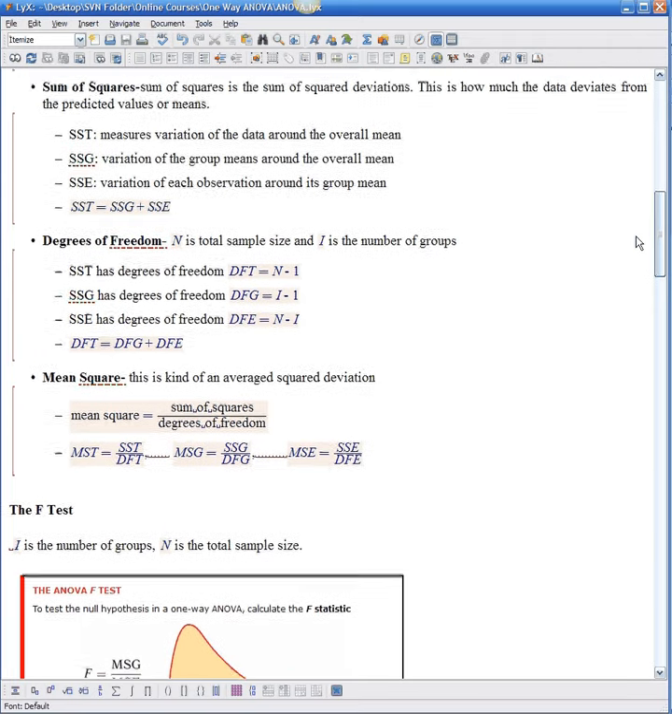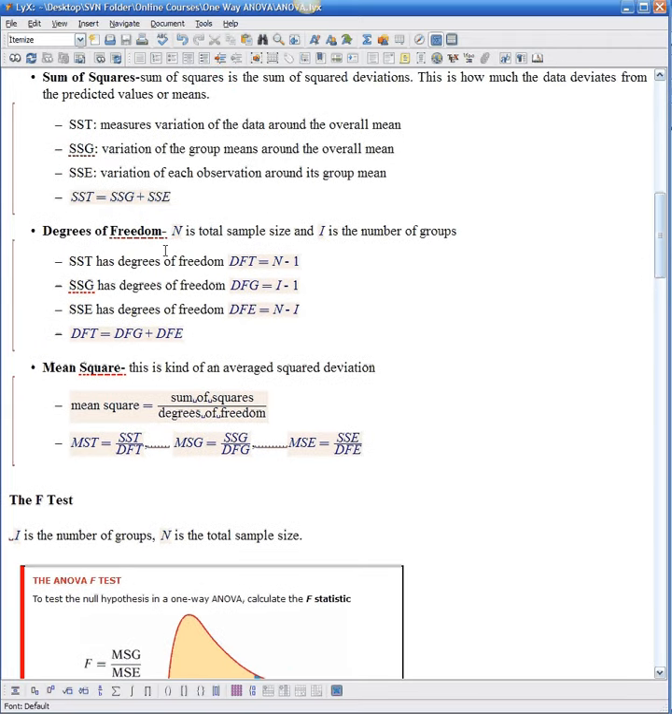Then you also have degrees of freedom for each one, because we're used to using degrees of freedom now for our t-distributions and our chi-square. Okay, so your sum squares total has degrees of freedom n-1. Your sum of squares for your group has degrees of freedom I-1. I is the number of groups, n is the total sample size. And your sum squared error has degrees of freedom n-I. Now, interestingly enough, your sum squares total equals sum squares groups plus sum squares error, and degrees of freedom total equals degrees of freedom for the group plus degrees of freedom for the error.